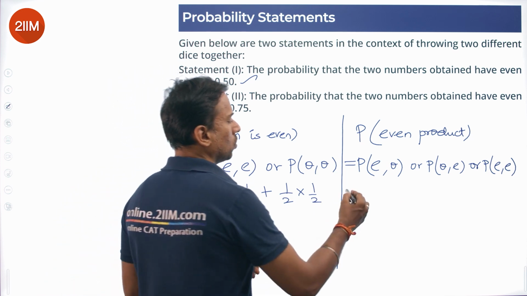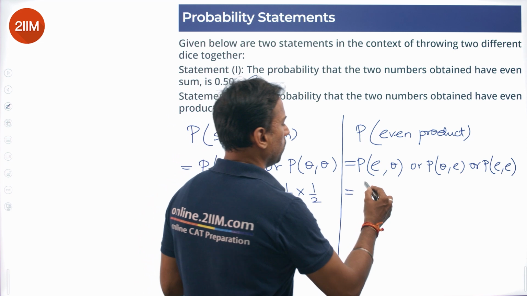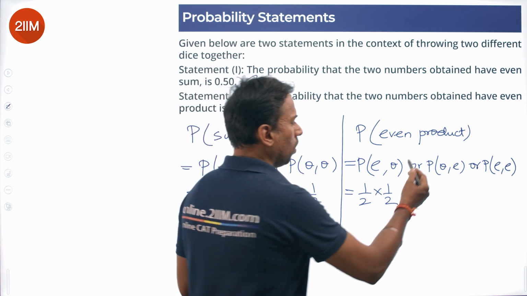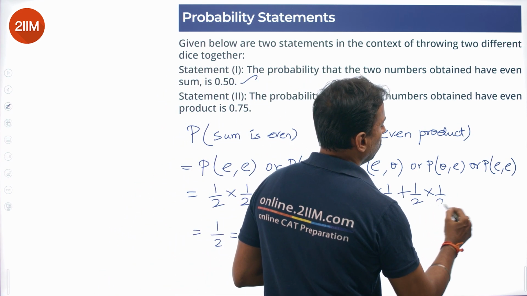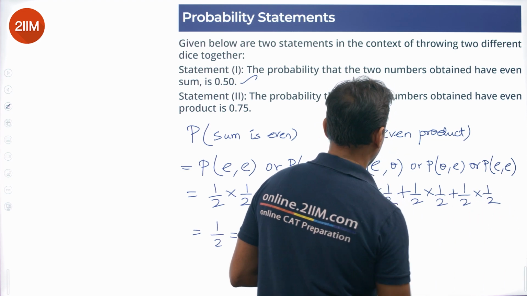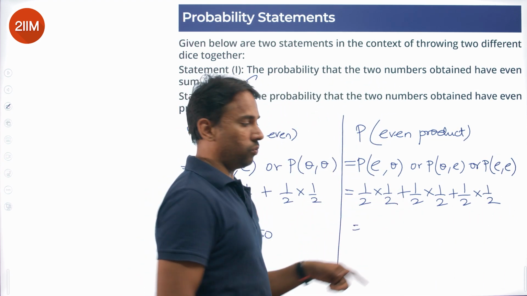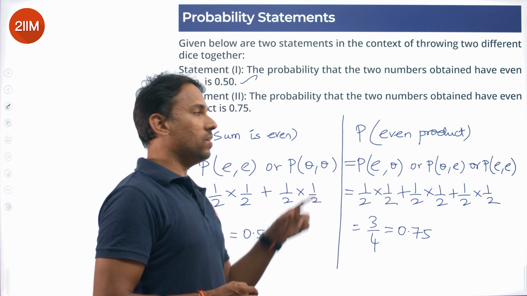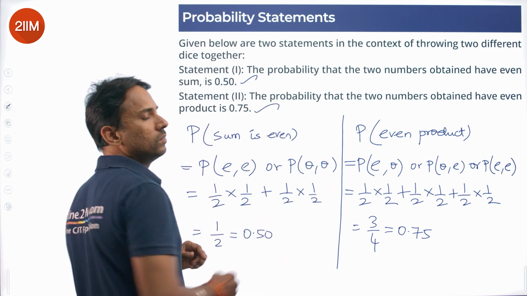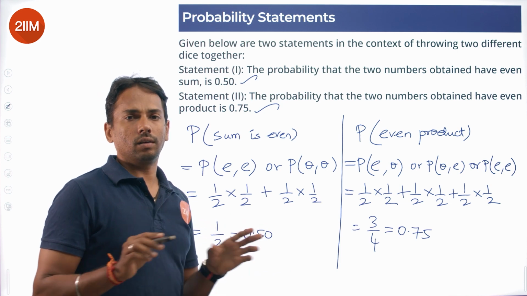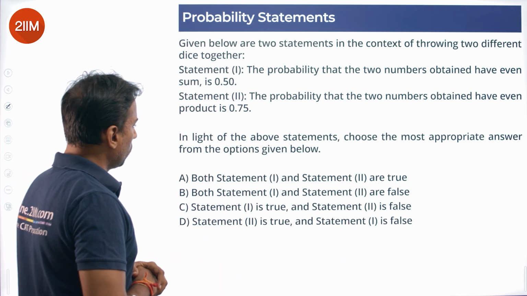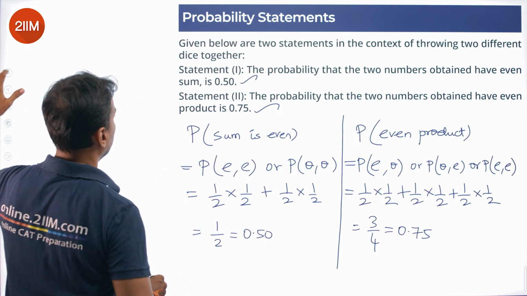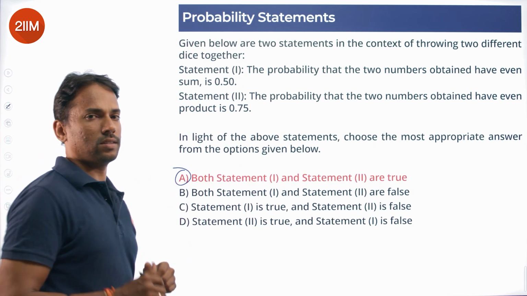So this is equal to, again very simple, 1 by 2 into 1 by 2. P of even or P of odd, either way it's going to be 1 by 2 only. Plus 1 by 2 into 1 by 2, plus 1 by 2 into 1 by 2. That means it's going to be 1 by 4 plus 1 by 4 plus 1 by 4, which is 3 by 4 or 0.75. So the probability of getting an even product is 0.75, which is also correct. So statement 1 and statement 2 are both correct. Option A should be the right answer. We'll check that. Yes, option A is the right answer.